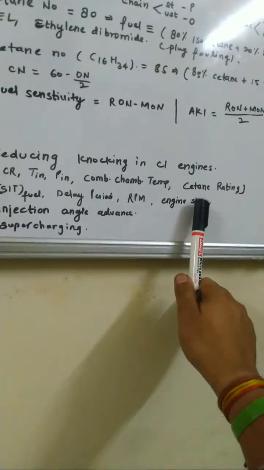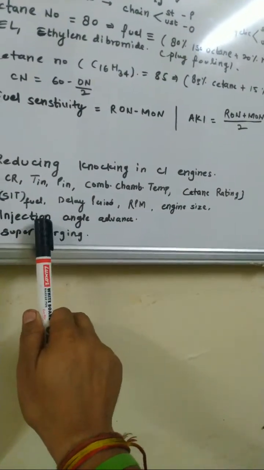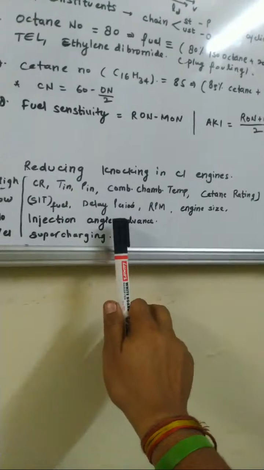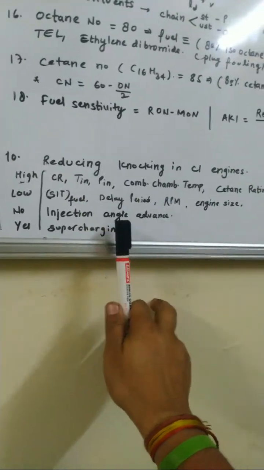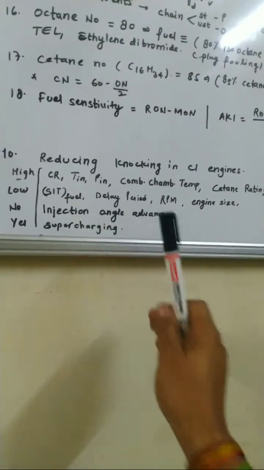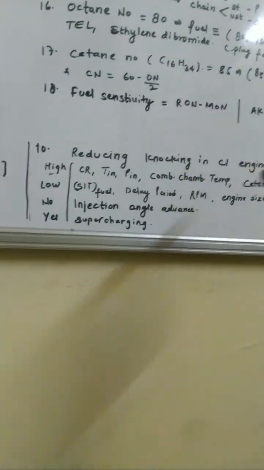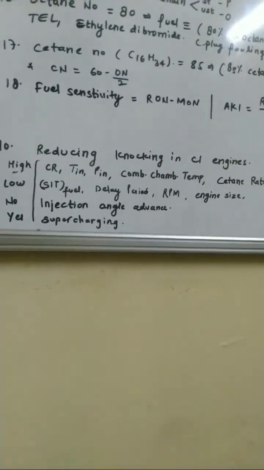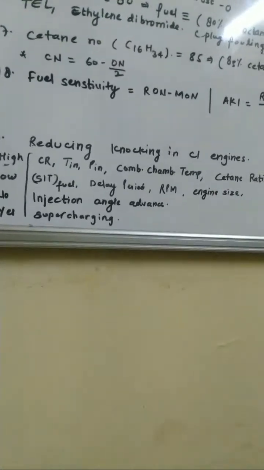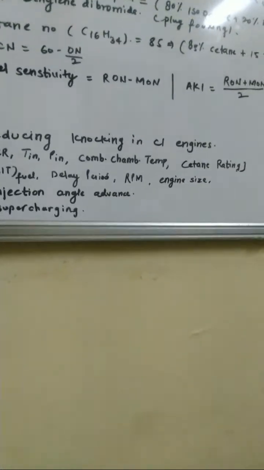Engine size again, and in injection angle advance, this should not be present. If the injection angle will be advanced, or you say, if you remember in CI engine we inject the fuel, if we are injecting the fuel before the time, that will increase again the tendency of the knocking.